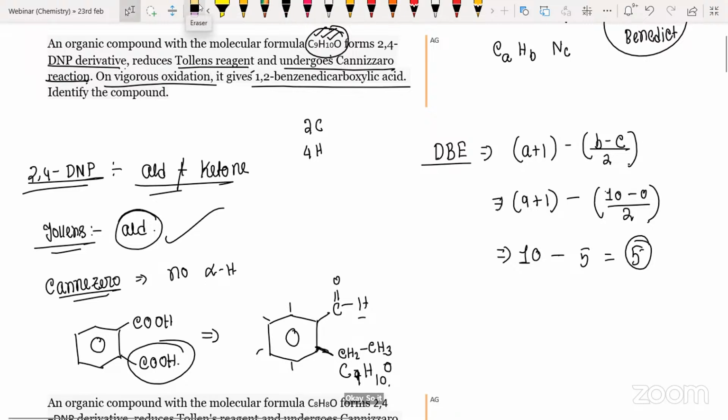Now guys, I'm going to give you exactly 1.5 minutes to figure out the next question. I guess all of you did understand how to solve these kind of questions. By the way, let me show you how the double bond equivalence is coming as 5. Let me show you that as well.